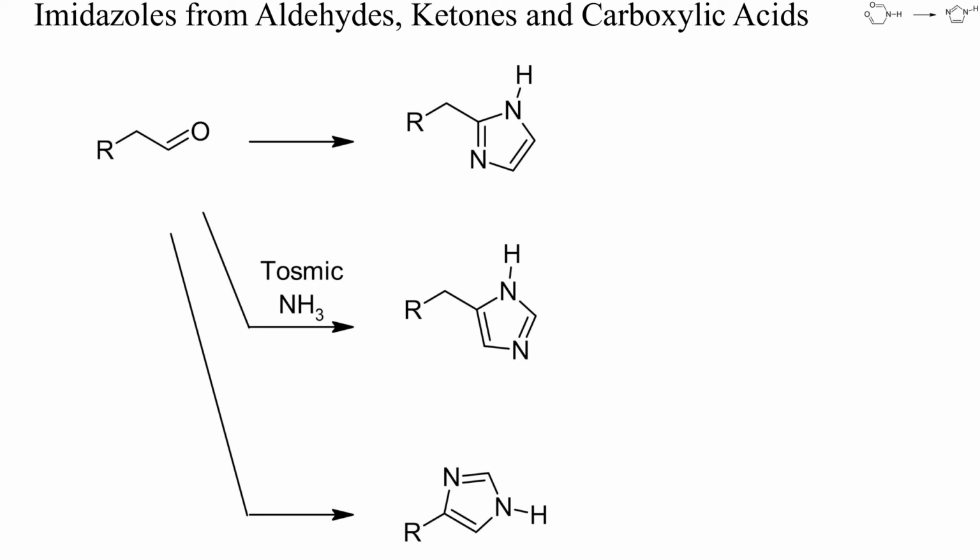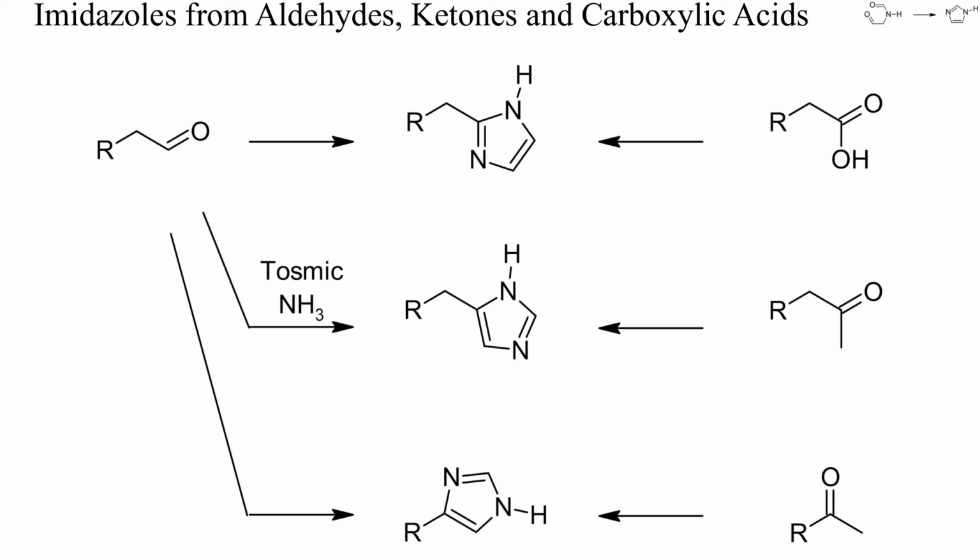Then, in the presence of amines or ammonia and tosmic, imidazoles as those of the second equation can be formed. I'll show you the structure of tosmic in a minute. Finally, in the presence of halogenating or other oxidizing agents, aldehydes can be converted into alpha-aminoaldehydes and then cyclized to imidazoles as shown in the last equation. These same imidazoles can also be prepared from carboxylic acids or ketones. Thus, a given imidazole can often be obtained from different starting materials, and their availability, price, and the attainable yields will determine which strategy is best.